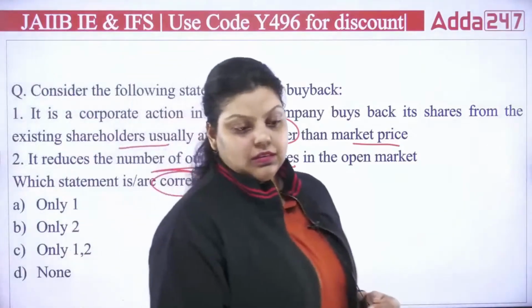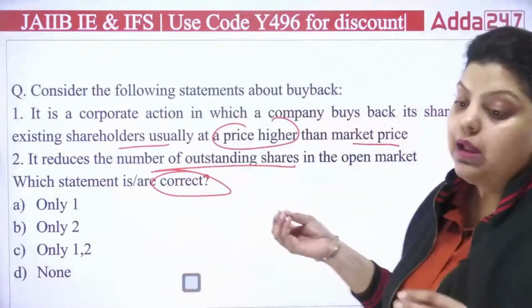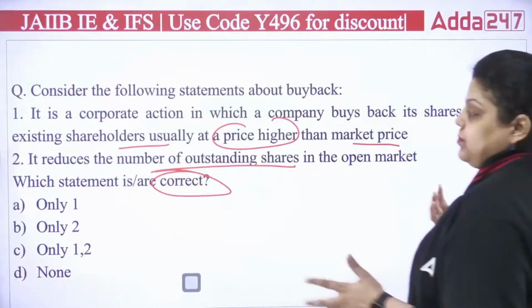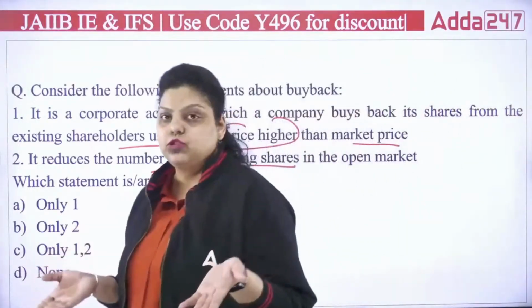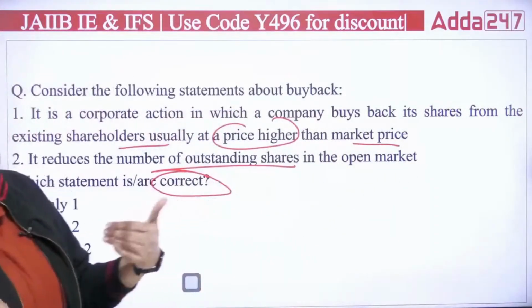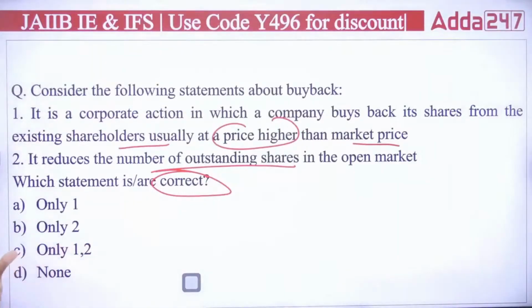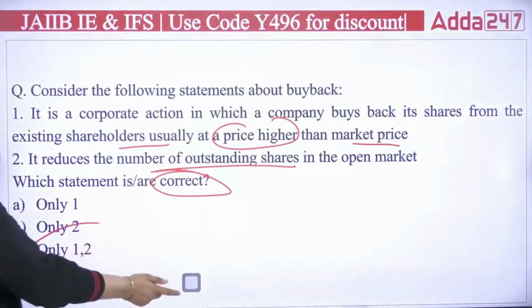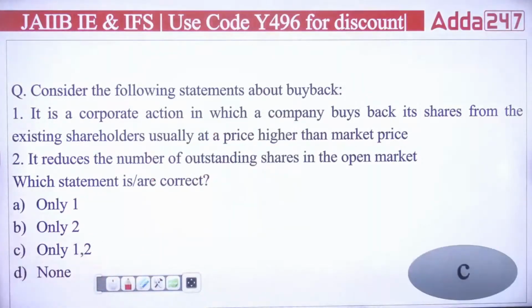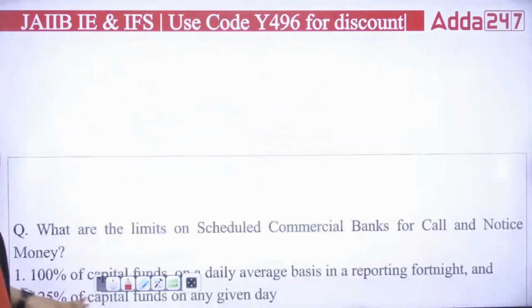So as the name itself states, what is buyback? Buyback is simply when the company purchases its shares from the shareholder. When the company purchases the shares from the shareholder, that is known as buyback, and it reduces the number of outstanding shares. This is also true. So the right answer is C. 1 and 2 both the statements are correct. Right answer is C. Next question.